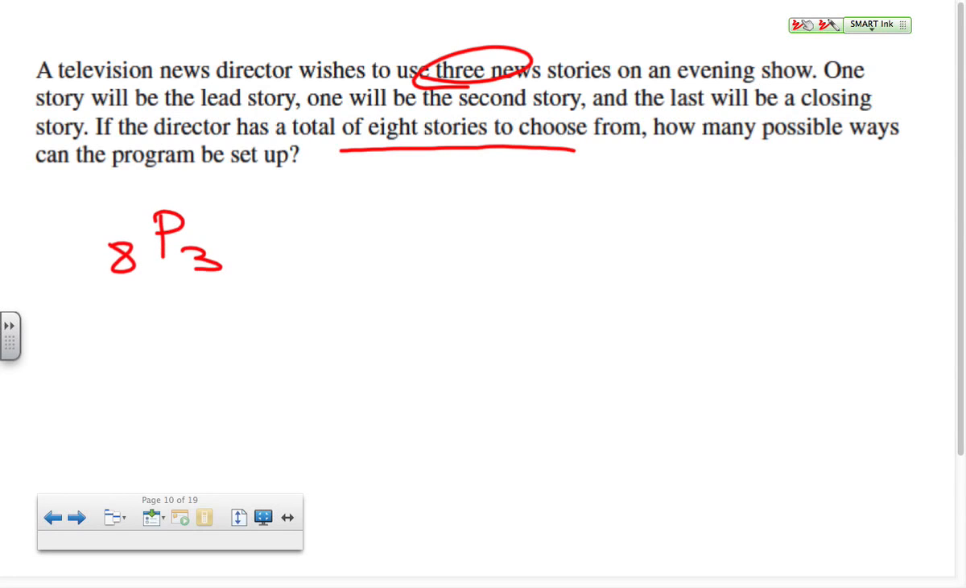8P3. If I were doing it with the formula, it would be 8 exclamation point over 5 exclamation point. The answer is 336. So if I were using the formula, it would be 8 factorial over 5 factorial. Why 5? Because, remember, I'm dividing out the ones I'm not using. So I'm using 3, so I divide out what I'm not using.